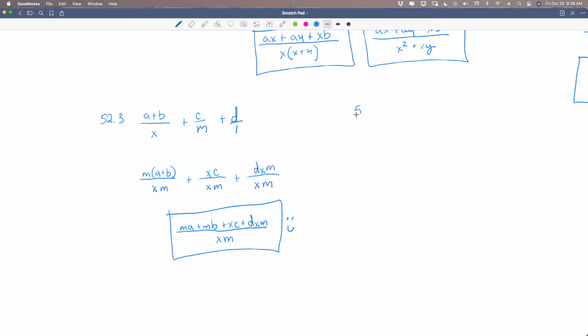Let's do 52.4. I'm going to let you guys do this one. Practice on this. We have a over b plus c, minus x, and plus d plus m over k. All right, I want you to pause the video. Pause the video and work this out and find your solution, and then check back and make sure it's the same as mine.